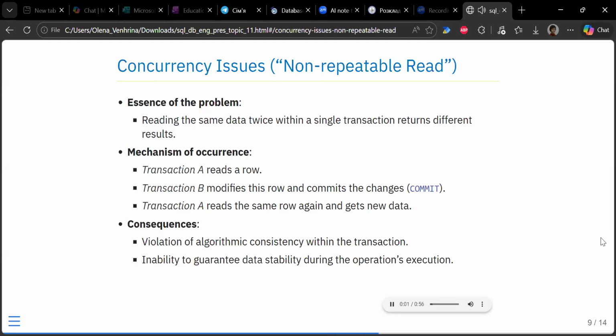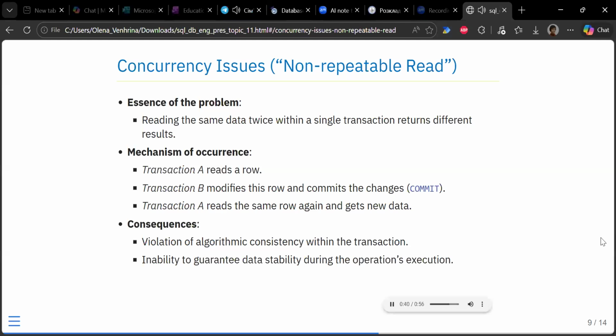The next typical concurrency problem is the non-repeatable read. The name speaks for itself. You cannot repeat a read and get the same result. The situation is as follows. Your transaction, let's call it A, reads a specific row from the database. While you are processing this data, another transaction, B, intervenes, modifies that same row, and, importantly, successfully commits the changes with the commit command.